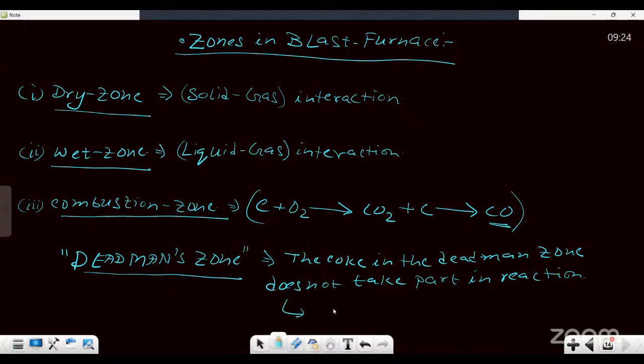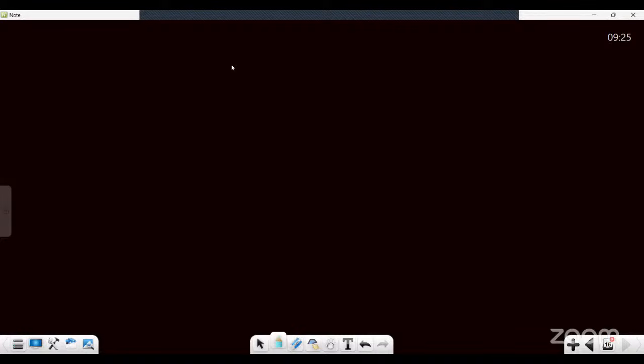But why then is this zone important? You can now ask that, okay, if the coke is not taking part in the reaction, then why is this zone important? Because this coke in the dead zone basically supports the entire charge materials and the overburden. So that is why this dead man zone is so important. Now, let us see how this dead man zone is actually inside the blast furnace.